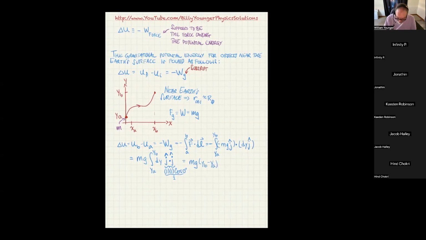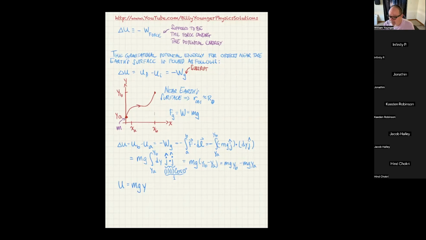Now, if we want to make this look like UB minus UA, then I could write MG YB minus MG YA, and then I would get that U, the potential energy, is in fact equal to M times G times Y. And I would tell you that it's completely arbitrary where you put the origin of the XY axis when you do this.